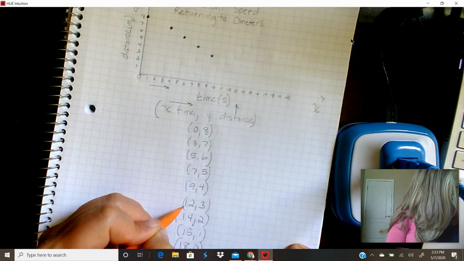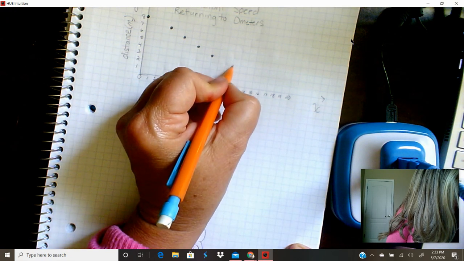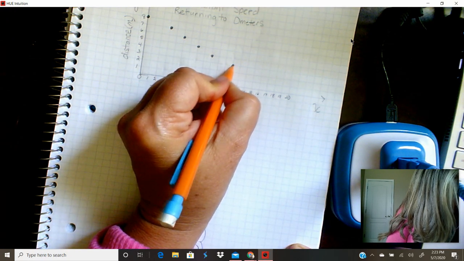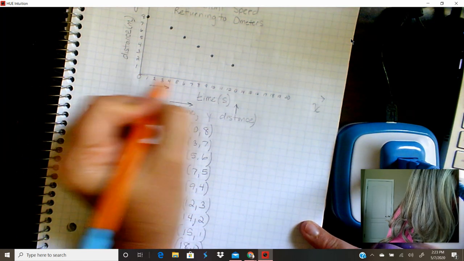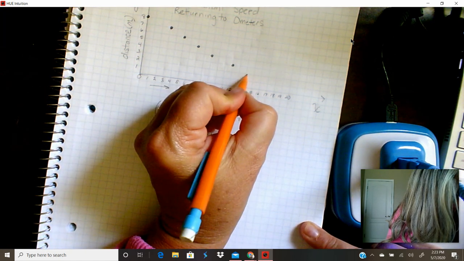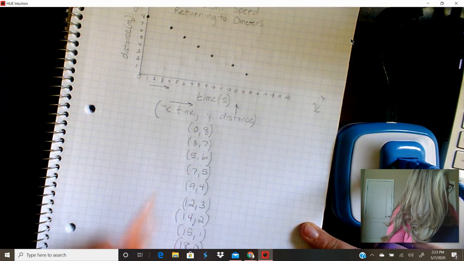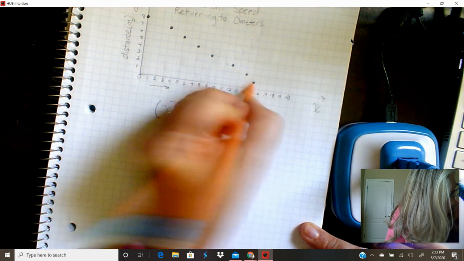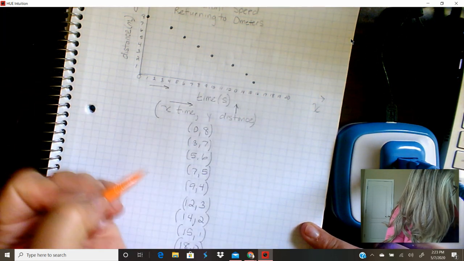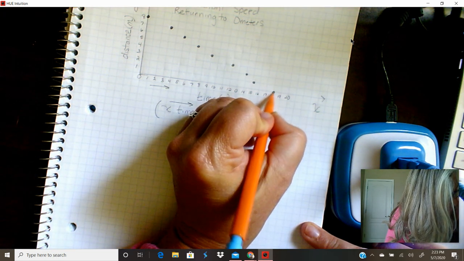Then the next one is 12, 3. We're crawling over to 12 seconds and climbing up to just 3 meters. Then we're doing 14, 2, crawling over to 14 seconds and climbing up to 2 meters. And 15, 1, crawling over to 15 and climbing up to 1. And last, we're going to 18, crawling over to 18 and climbing up to 0.